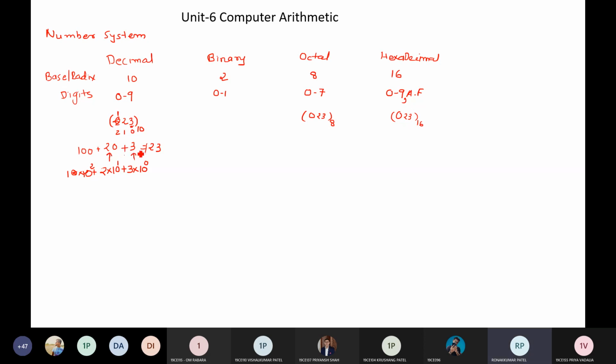It will be 30 plus 2. So this is a positional value system, or you can say weighted system. Okay, this is the base of your system.